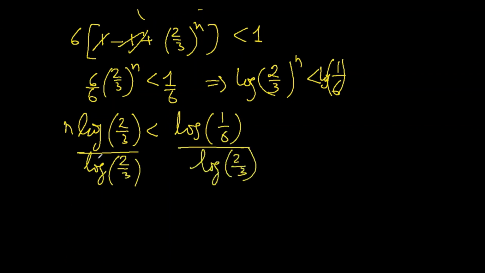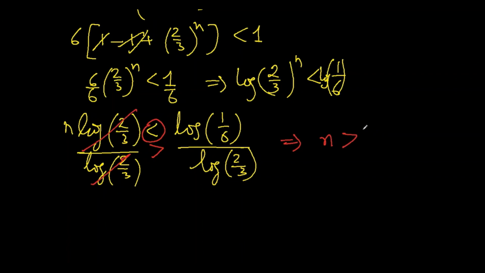Log 2/3 is negative. It's less than 1, so it will definitely be negative. Whenever we divide by a negative number in an inequality, we change the sign. So we'll have to change the sign while cancelling this. So what do we get? N is greater than log 1/6 over log 2/3.